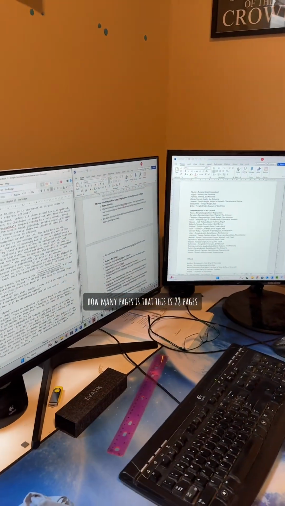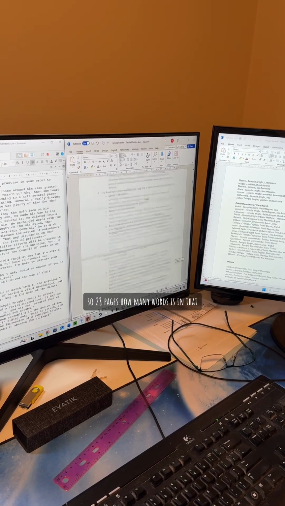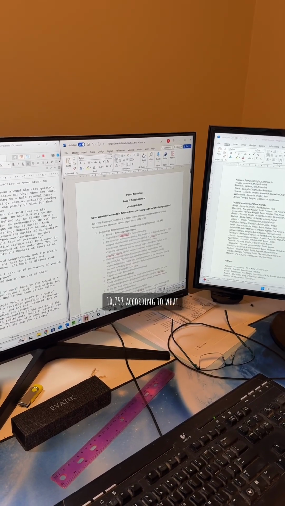So if we look at your outline, how many pages is that? This is 28 pages. How many words is in that? 10,758 according to Word. So 10,000 words is outlining 145,000. Yes. And you mentioned that it changed dramatically.